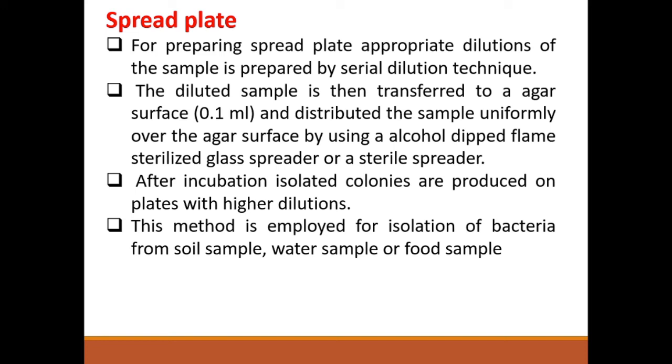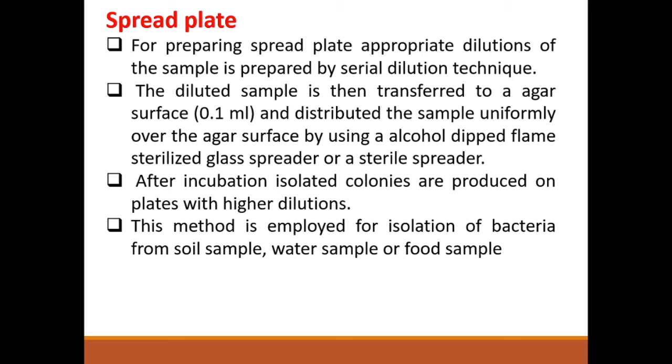Here we are taking only 0.1 ml from the diluted sample and distributing it uniformly over the agar surface by using an alcohol dipped, flame sterilized glass spreader or plastic spreader. Or any sterile spreader can be used. By using a pipette, transfer 0.1 ml from the diluted sample and place it over the agar surface. This sample is uniformly spread by using an alcohol dipped, flame sterilized spreader.